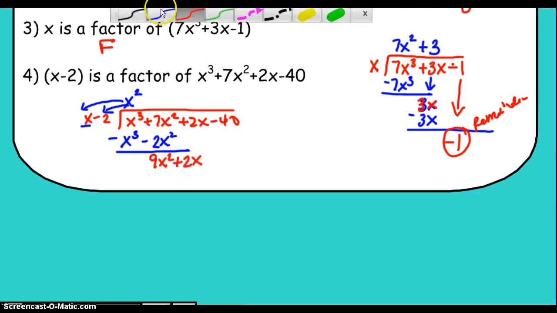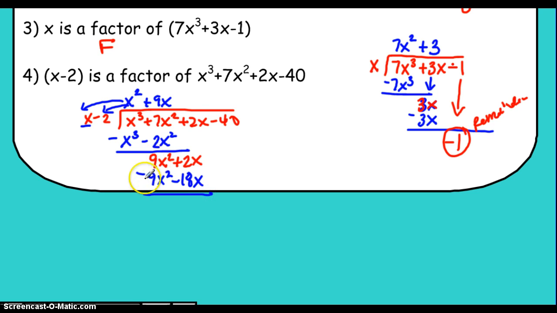I ask myself that question again. X times what gives me 9x squared? X times 9x. So 9x times x is 9x squared. 9x times negative 2 is negative 18x. And I'm subtracting. 9 minus 9 is 0. 2 minus a negative 18, minus minus, so that means I'm adding. So I have positive 20. And I'm dropping down my negative 40.